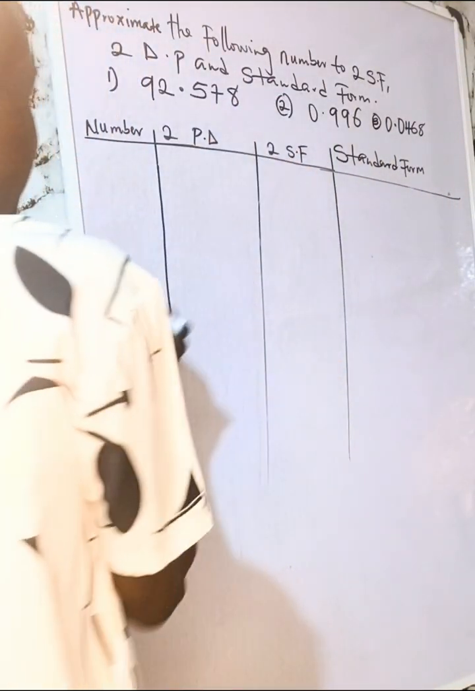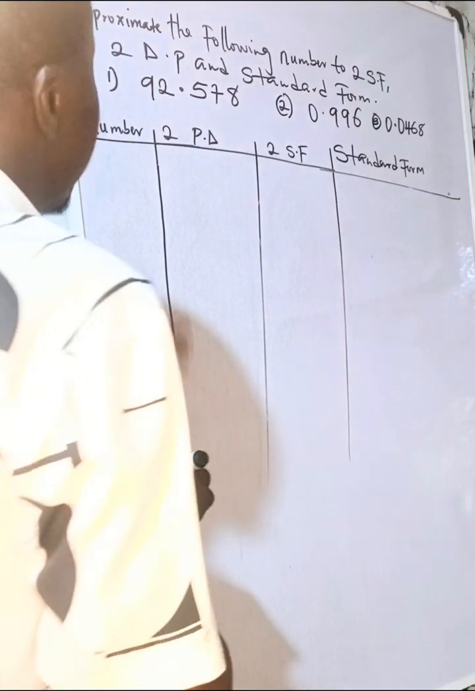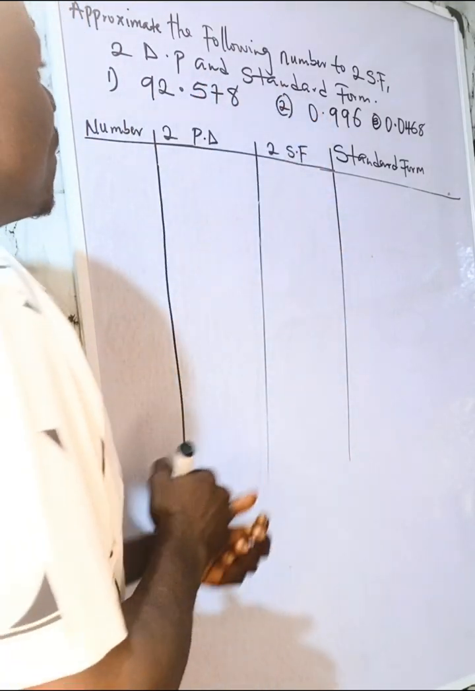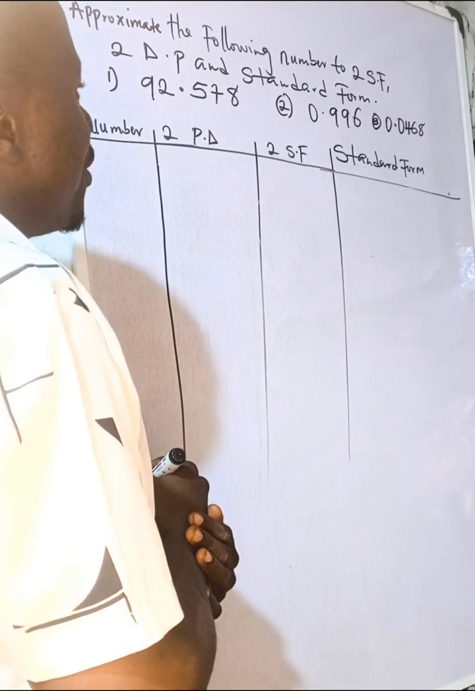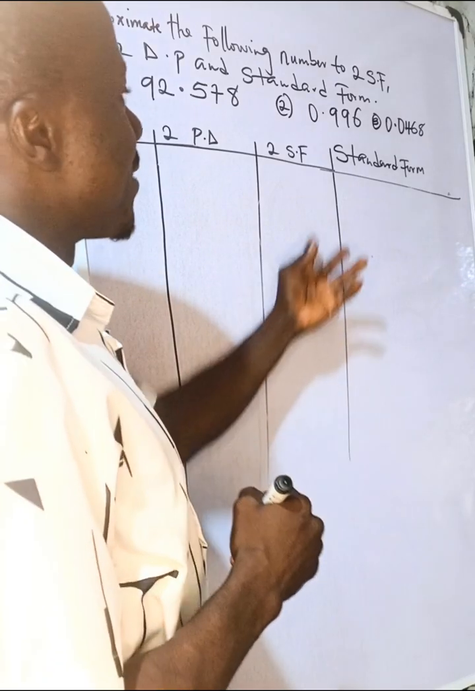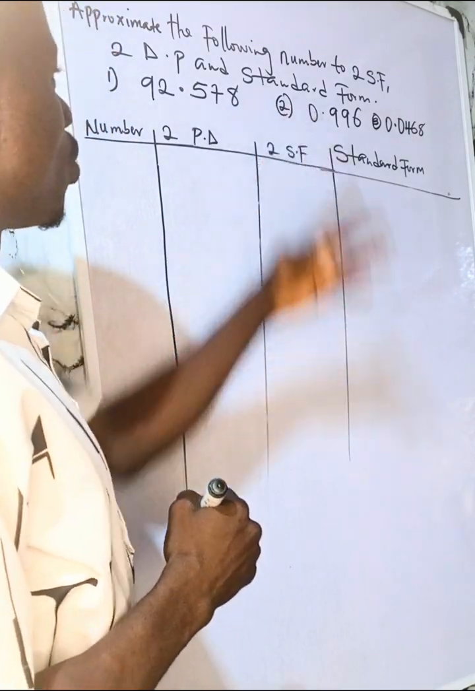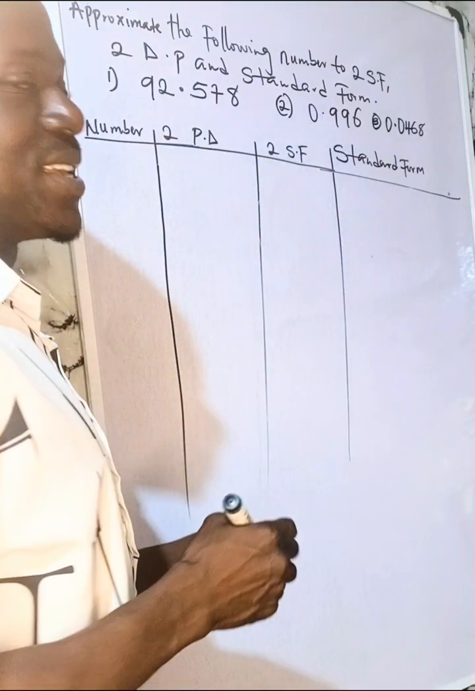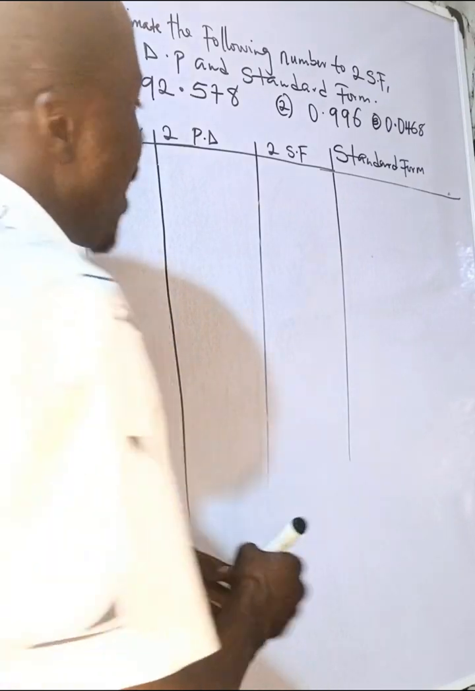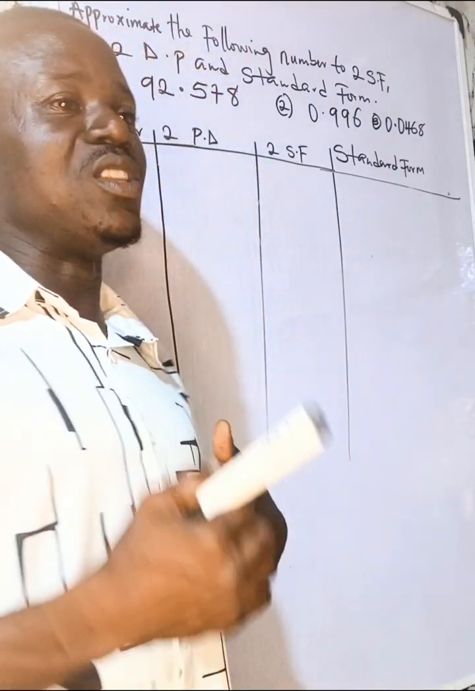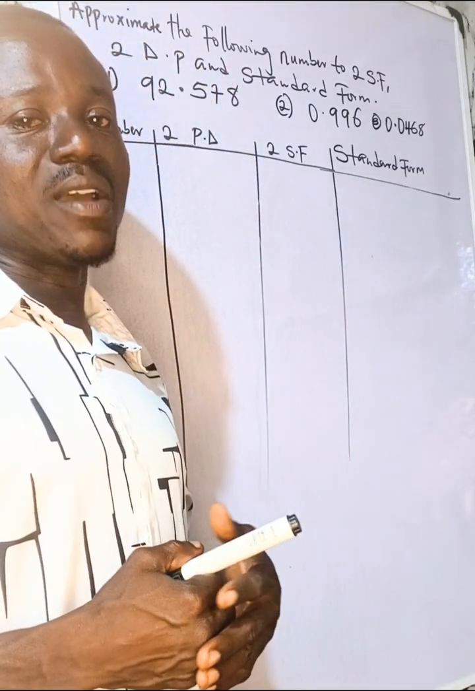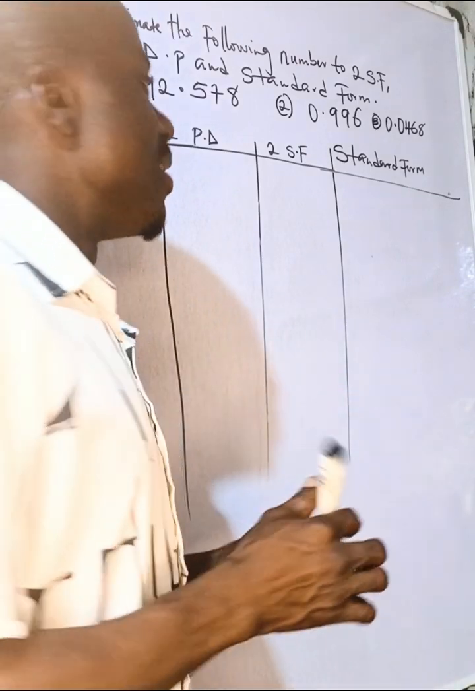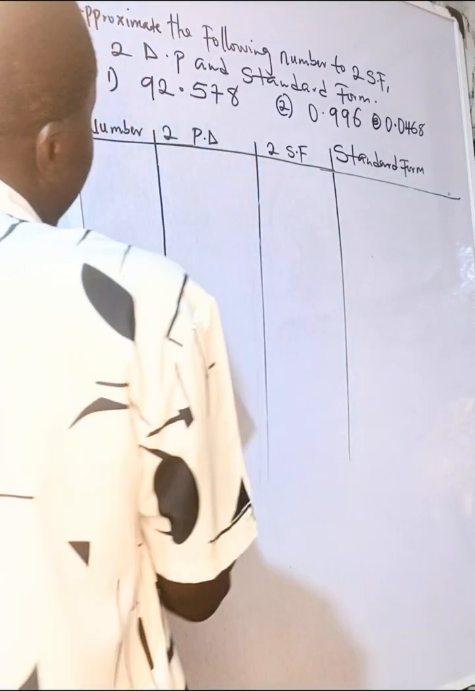Now, a question is given here. There are three numbers. We're asked to write each to two significant figures, as well as to two decimal places, and as well write the answer in standard form. Why I choose to keep it in 2DP and 2SF is for clarity. Now let's answer the question.